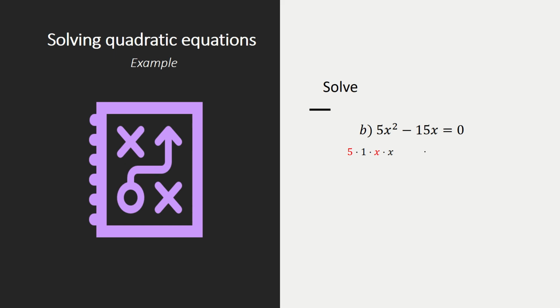So first write it down differently. 5x squared could be written as 5 times 1 times x times x. Minus 15x could be written as 5 times 3 times x. I already colored the 5 and the x red because those are the common factor. They are the same. So you need to put the common factor outside the brackets and everything else that remains inside the brackets. So you will get 5x times (x minus 3) equals 0. And again, either 5x needs to be 0, or x minus 3 needs to be 0.